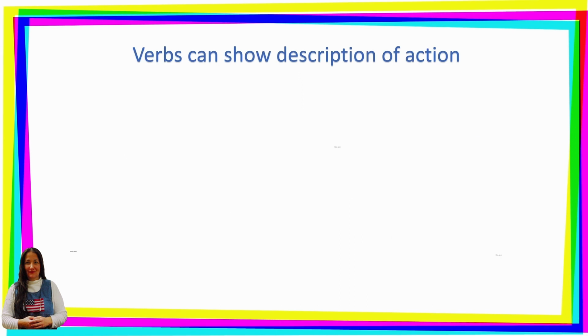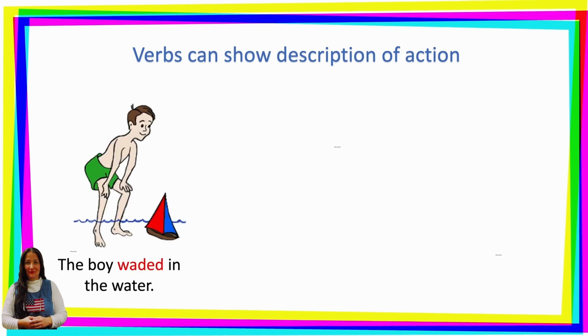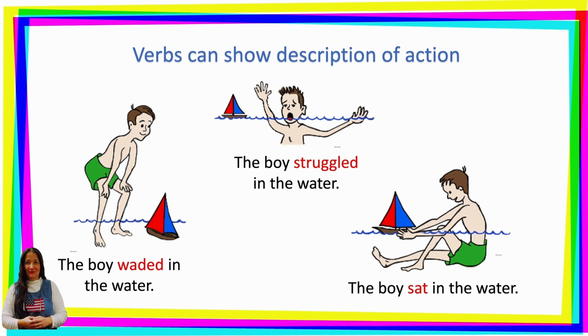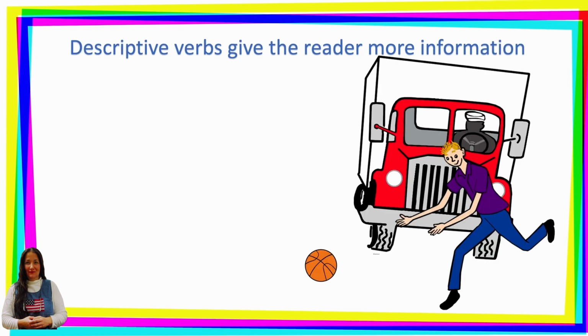Verbs can show a description of action. The boy waded in the water. The boy struggled in the water. The boy sat in the water. The words in red are all verbs that show action. Descriptive verbs can give the reader more information.